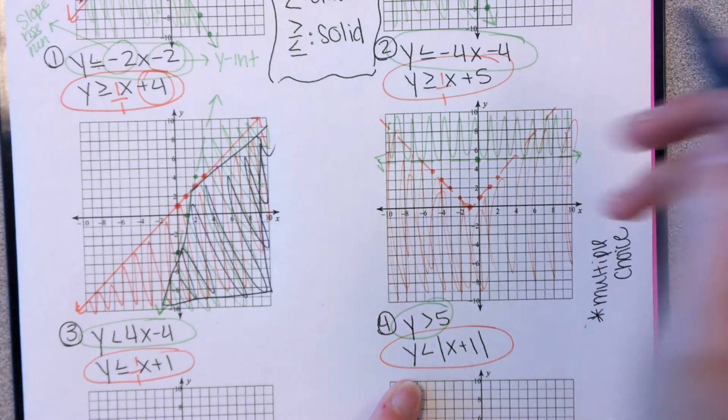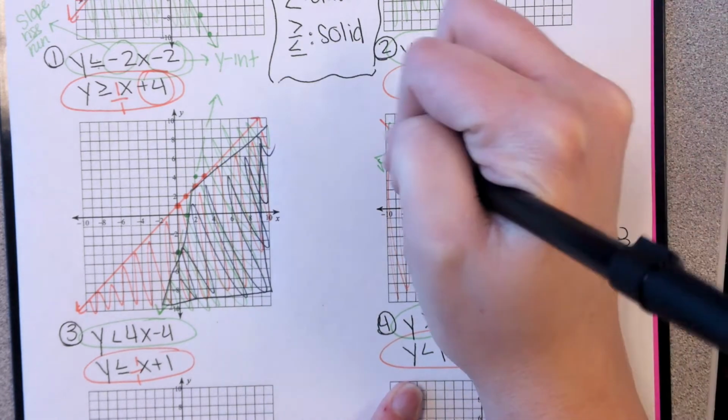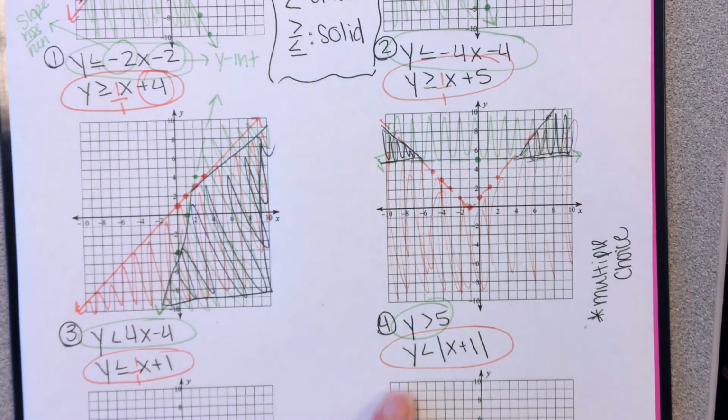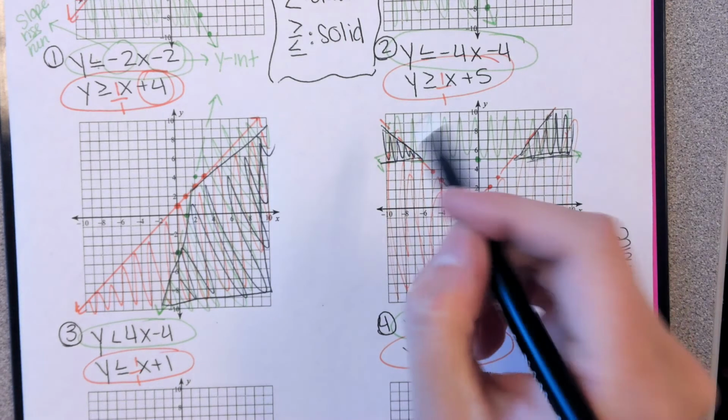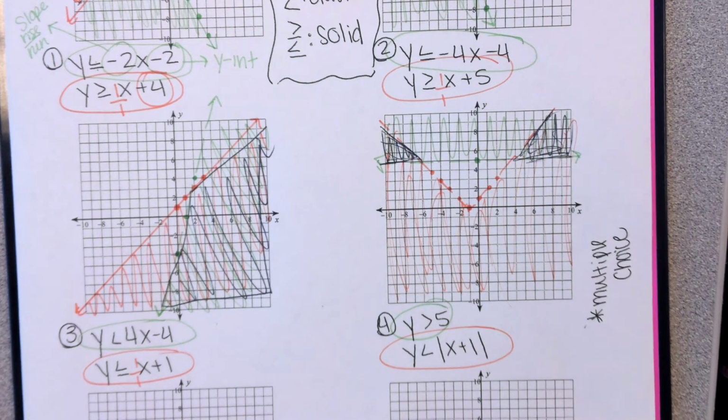And if you notice, the only places that overlap are here in the corners. Okay, so you'll choose the multiple choice answer that has those corners shaded in.